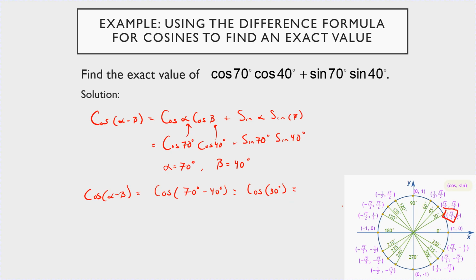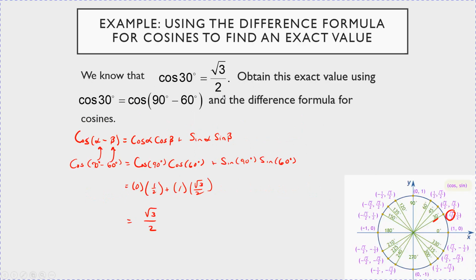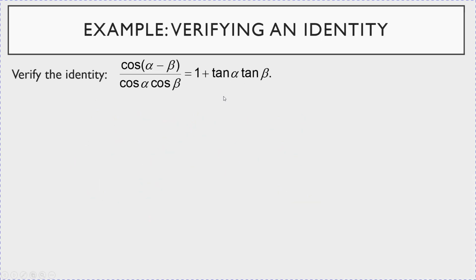Square root of 3 over 2. So it's another way of showing the previous problem, but you get the idea here. All right. Now, I said this is a trigonometric identity, this formula here. So let's use this now to talk about how you verify identities.